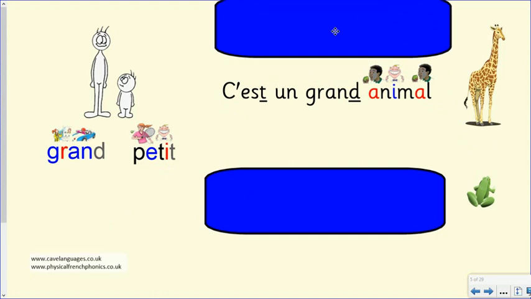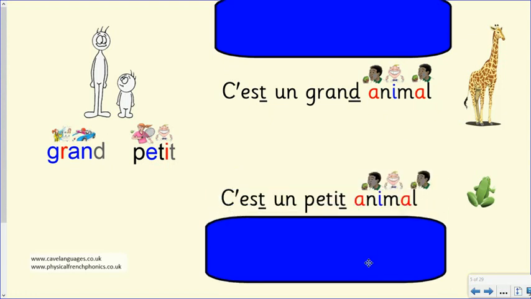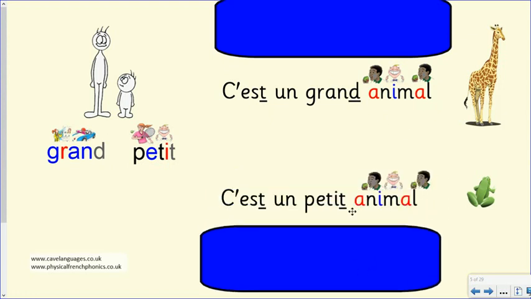Did you put the size adjective in front of the noun? Because that's where it goes. C'est un grand animal. I'm going to sound that T though because it's before a vowel, just to make it easy to say. If it wasn't before a vowel, it would be grand, silent D. And small is going to go in front of animal, and again, to make it easy to say, I'm going to sound the T because it's in front of a vowel. C'est un petit animal. C'est un grand animal, c'est un petit animal. You have a go at saying those?